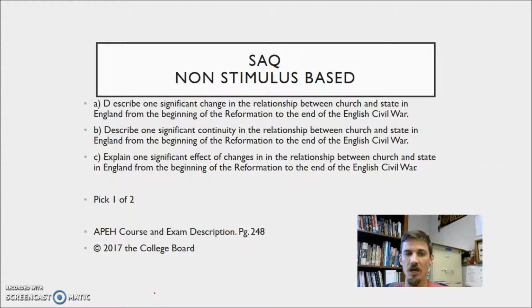Okay, so A is one change. B is talking about a continuity in the relationship between church and state, and then C is explain one significant effect of changes in the relationship. So this really is getting more at your historical knowledge and understanding of different events without the stimulus. So you're not really responding to the primary or the secondary source document. Again, with the non-stimulus type, you'll get two choices, and you have to pick one of them. You only have to answer one. So in total, you're only going to be answering 3 short answer questions.